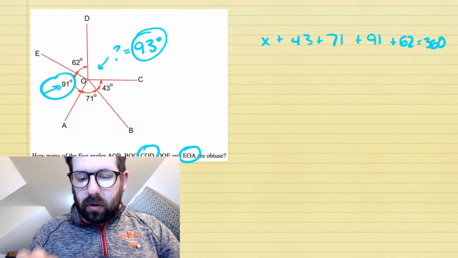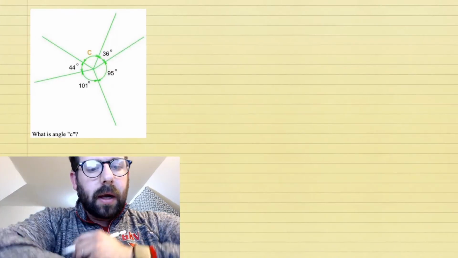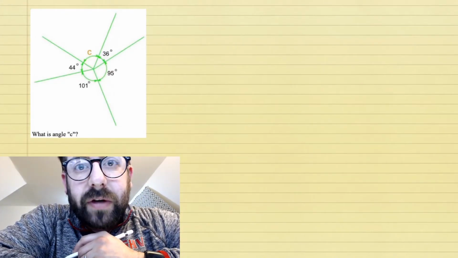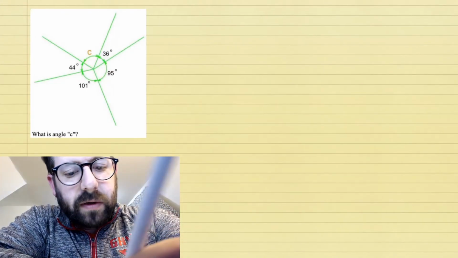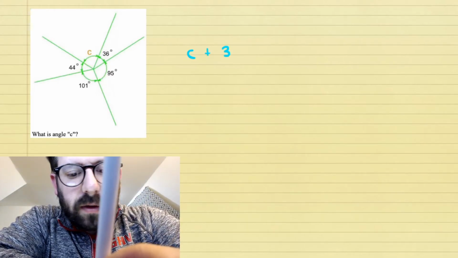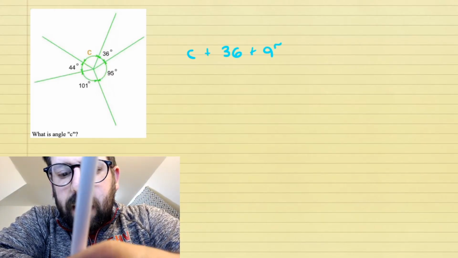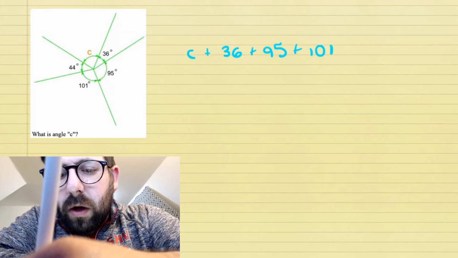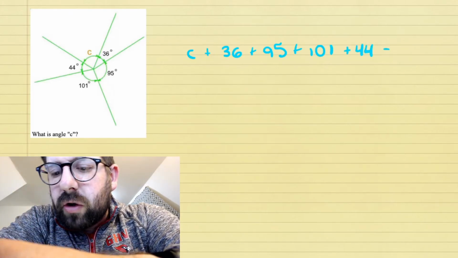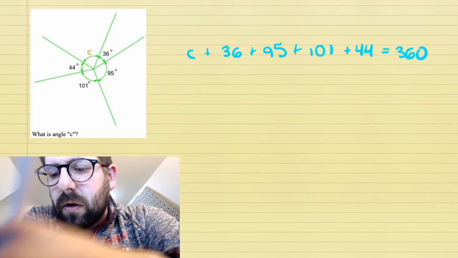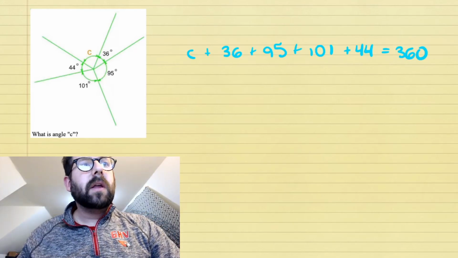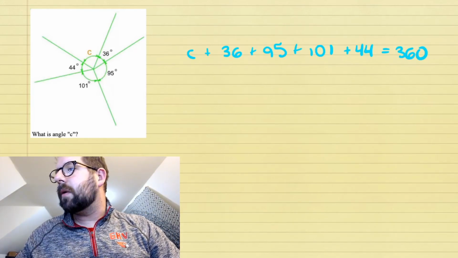Okay, so let's go to my last problem here. All right, so find angle C. So we have to find it for the mystery center. So C plus 36 plus 95 plus 101 plus 44 should make 360 at the center. Let's subtract these all to the other side. Let's go over to the calc here.